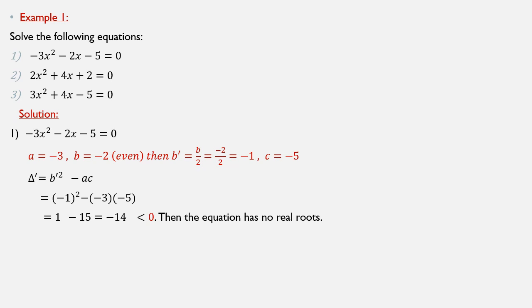So we calculate delta prime, which is equal to b prime square minus ac. So the answer will be, pay attention here, b prime is minus 1, so minus 1 all square minus 3 into minus 5. So the answer will be 1 minus 15, which is equal to minus 14. As you see here, the answer of delta prime is minus 14, which is a negative number. Then the equation has no real roots.